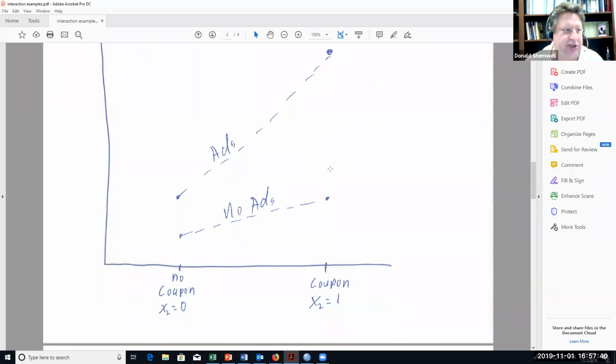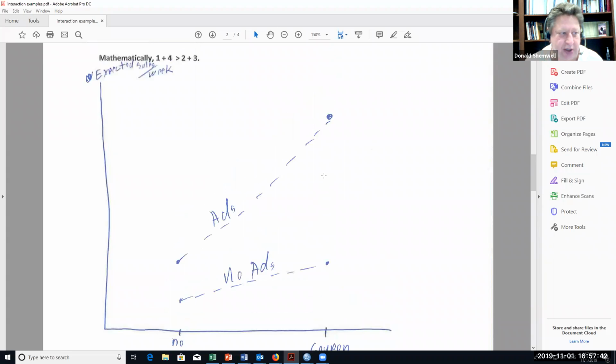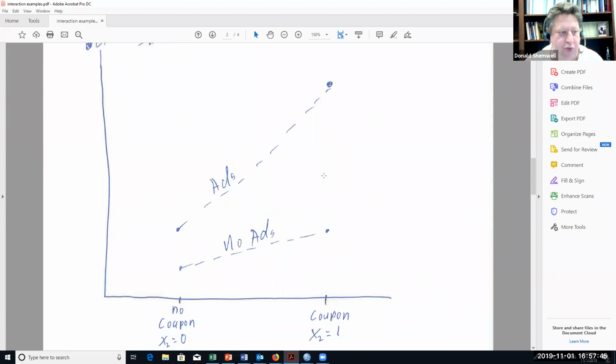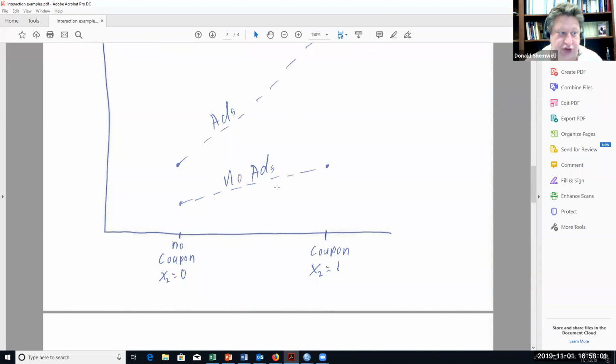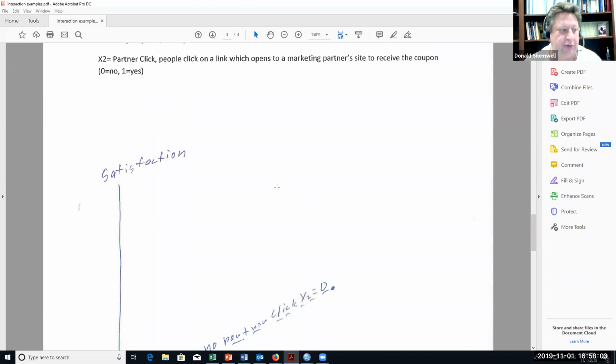In this particular case, because we designated no coupon as 0 and coupon as 1, we would say that having a coupon has a positive effect on sales. Likewise, no ads is 0 and ads is 1, so having ads has a positive effect on sales versus not having ads.